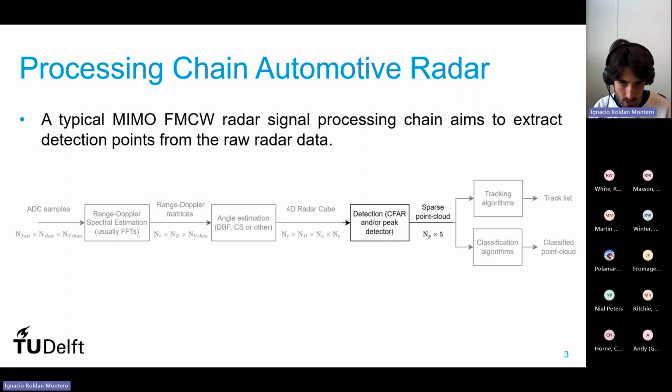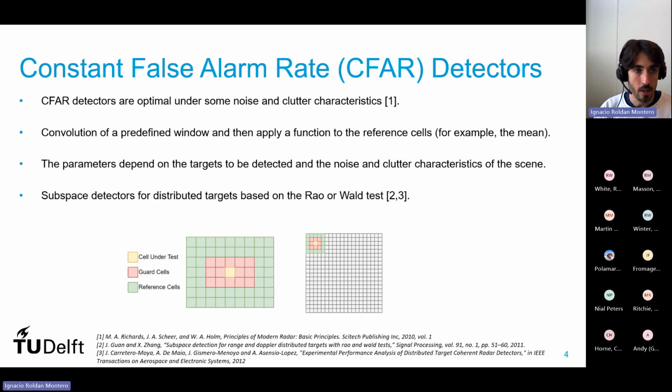Why it's centered on the detection stage is because I think the common CFAR detectors that are used, even though they are very nice for some applications, in this specific application, we are encountering some problems. So again, a quick review of classical window-based CFAR detectors. It has been proved that there are optimal detectors under some noise and clutter characteristics.